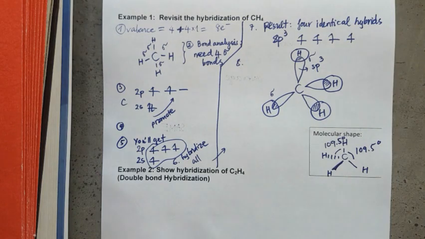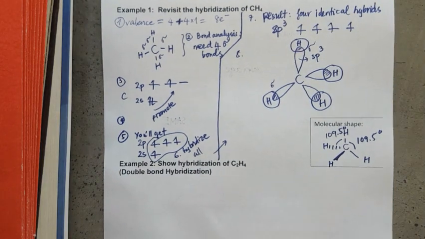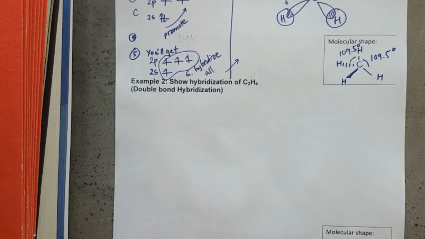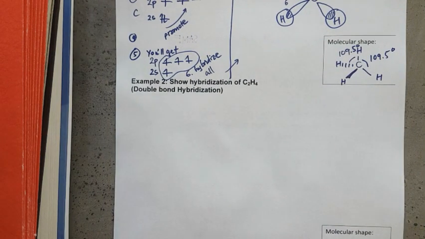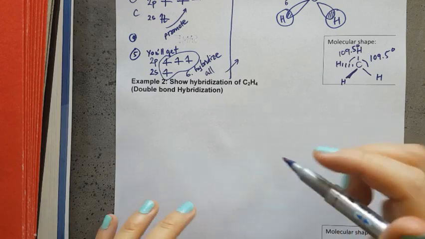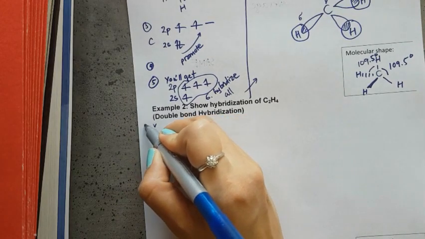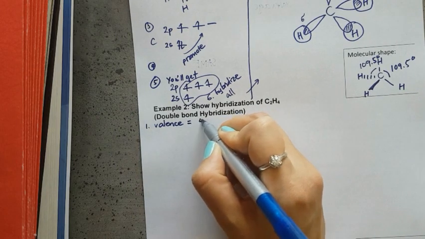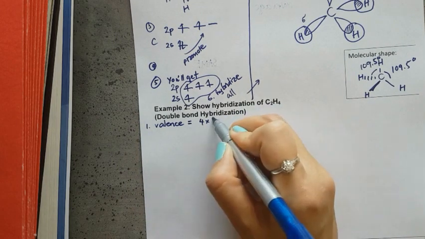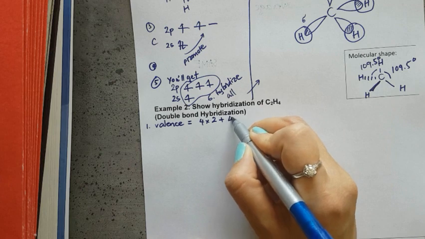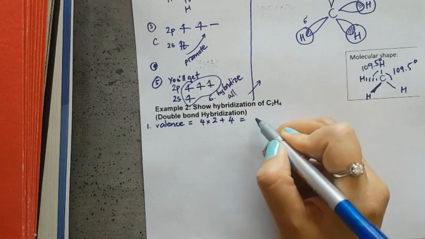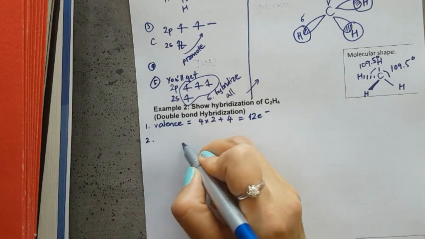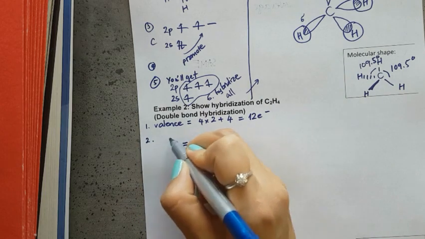I'm going to do an example for C2H4 right here, which is alkene, okay, double bond hybridization. So once again, you're going to find out the number of valence electron for me, please. So 2 carbon atom, each of them have 4. And then we have 4 from the hydrogen, a total of 12 electrons. And then we draw the Lewis structure. That's going to look like this.